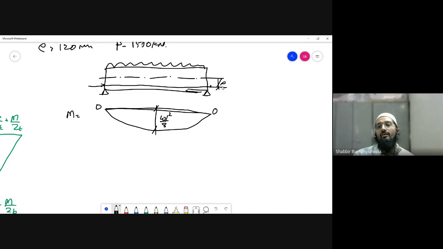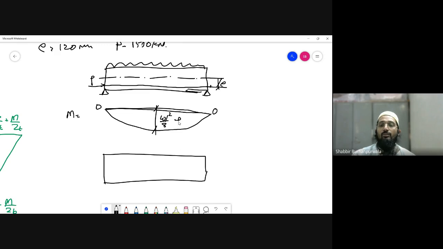At an eccentricity P, at every cross section the distance of P with respect to the centroidal axis remains the same. मतलब आपके जो सेंट्रोइडल एक्सिस है उससे जो लाइन ऑफ एक्शन ऑफ फोर्स है, वो सेम डिस्टेंस पे है, सेम एसेंट्रिसिटी पे है. मतलब हर क्रॉस सेक्शन के ऊपर जो मोमेंट है वो सेम रहेगा.